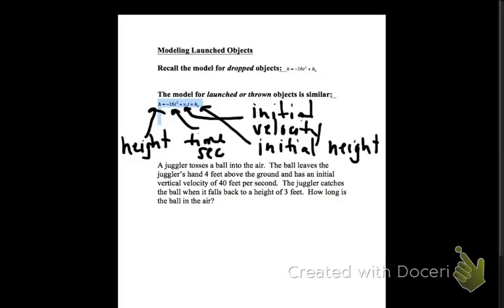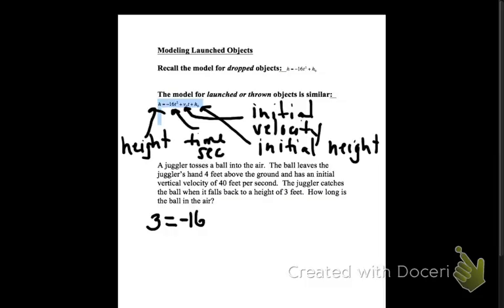So looking at this first example, a juggler tosses a ball into the air. The ball leaves the juggler's hand 4 feet above the ground and has an initial velocity of 40 feet per second. The juggler catches the ball when it falls back to a height of 3 feet. How long is the ball in the air? So again, we know we're going to be solving for t because we want to know how long the ball is in the air. When we plug in here, the final height is going to be 3 feet because that's where the juggler catches it.